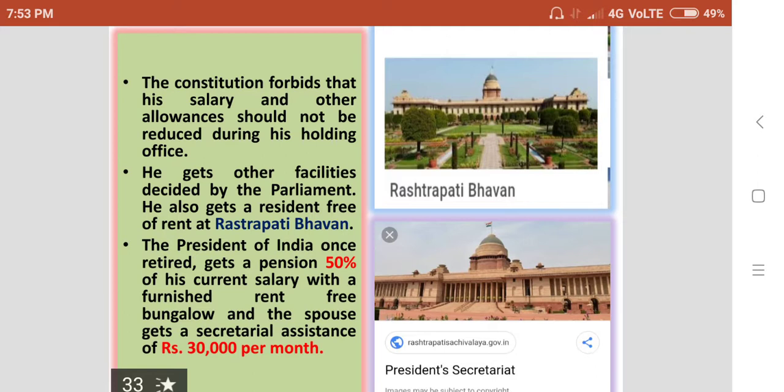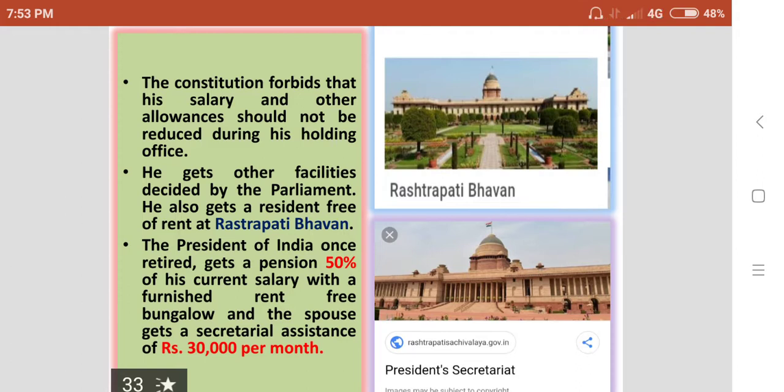He also gets a residence free of rent at Rashtrapati Bhavan. You can see the building in the image, which is the residence of the President of India. The President of India, once retired, gets a pension of 50% of his current salary with a furnished rent free bungalow, and the spouse gets secretarial assistance of rupees 30,000 per month.